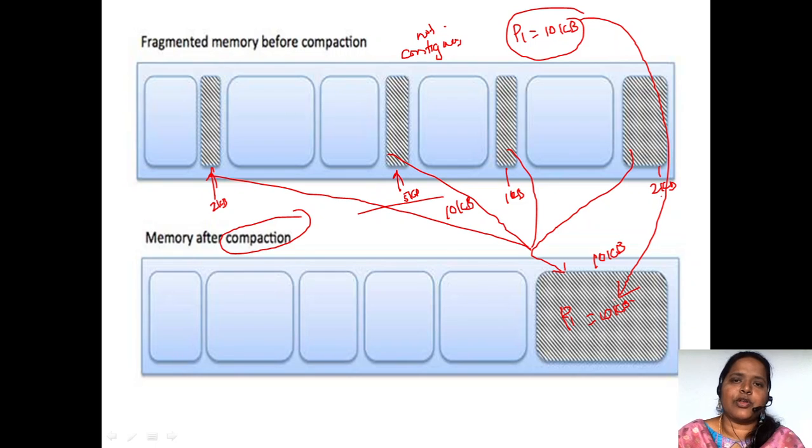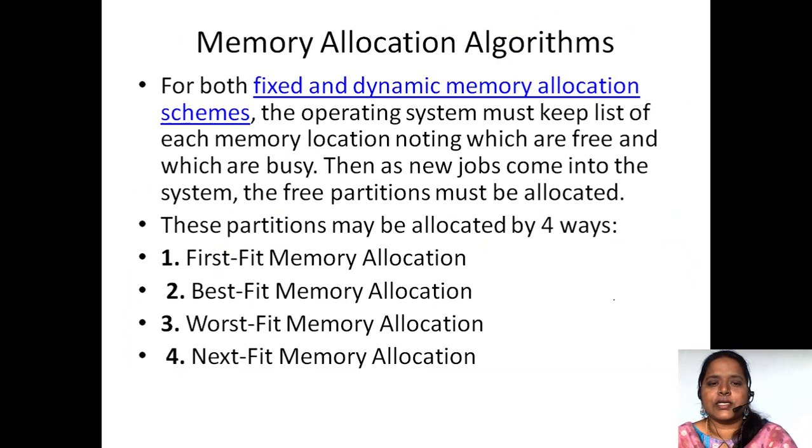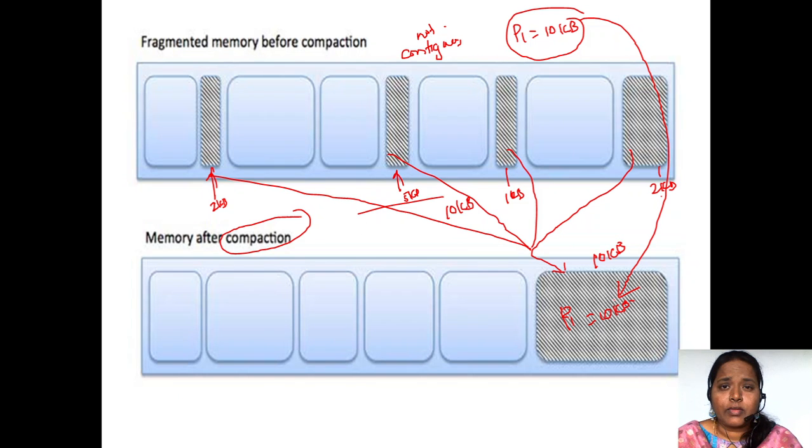Fine. So in order to overcome that drawback, external fragmentation, not internal fragmentation, we bring the leftover spaces either to the starting or to the ending, in order to have a huge space so that it can be utilized by another process. So that is the technique used by compaction.